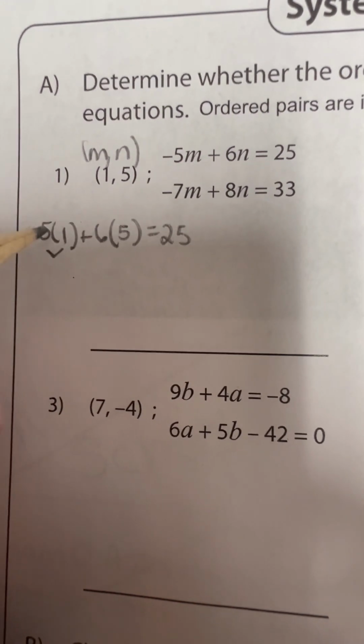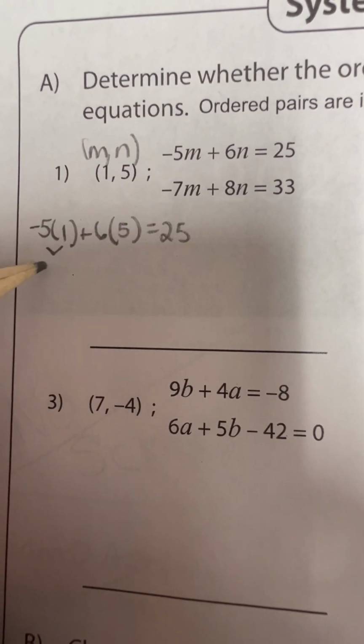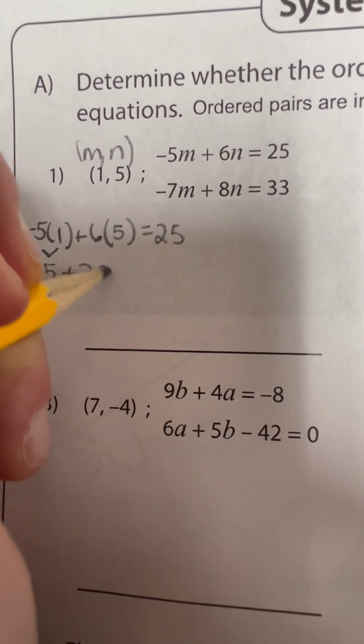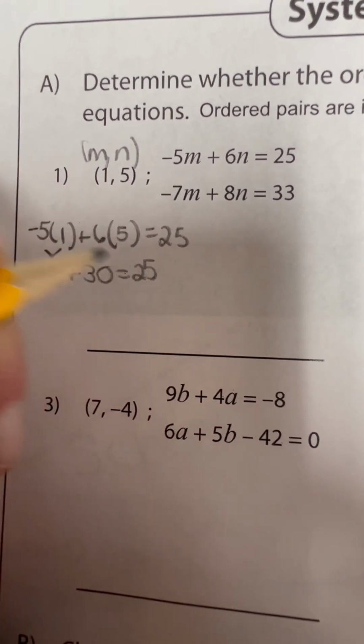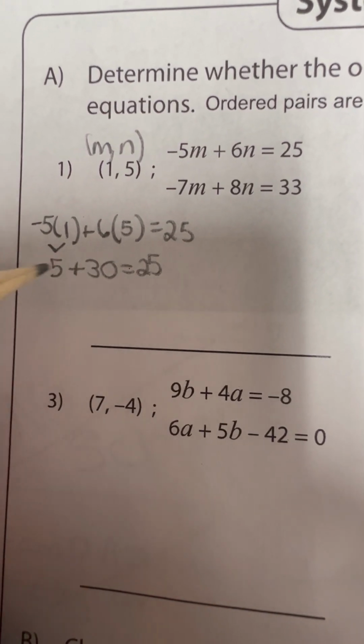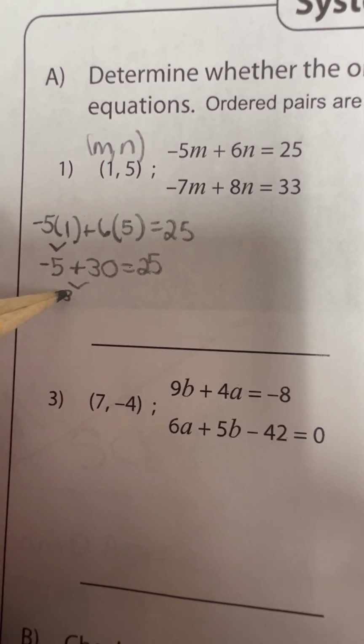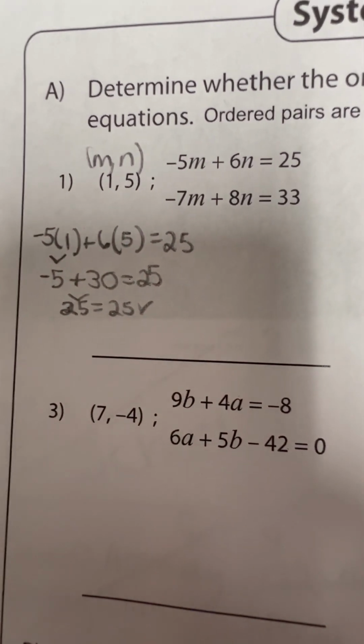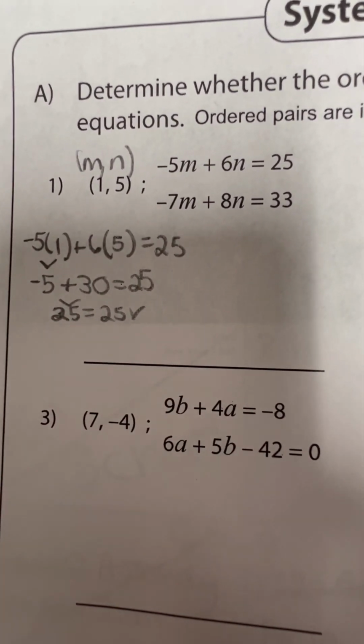So when I multiply this, -5 times 1 is going to be a -5 still, plus 6 times 5 is 30, and then we want to make sure that it is equal to 25, and -5 plus 30 does equal 25. So since they are the right numbers on both sides, you are good to go with that one.